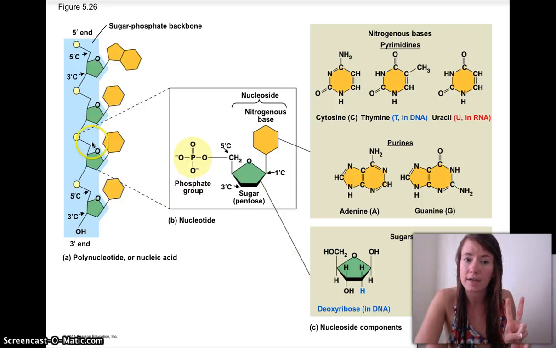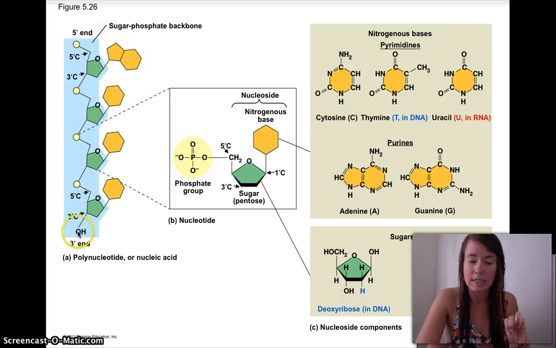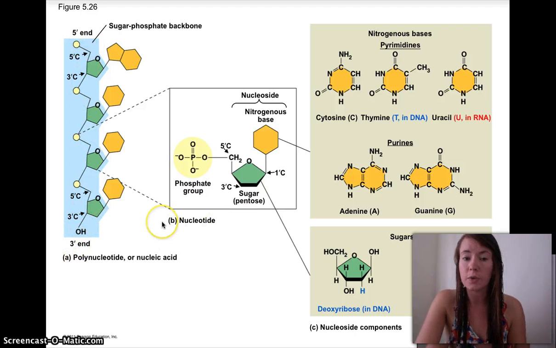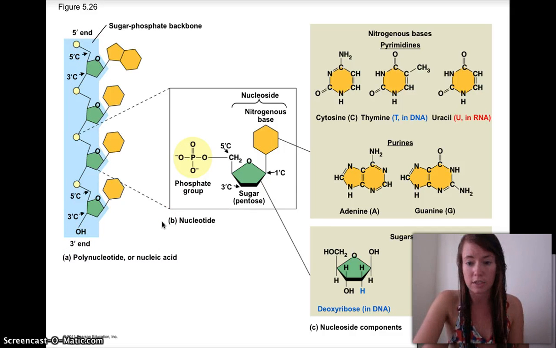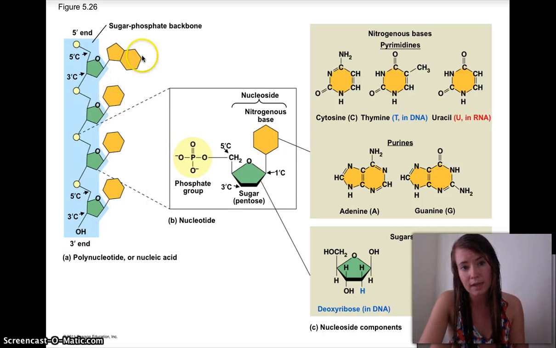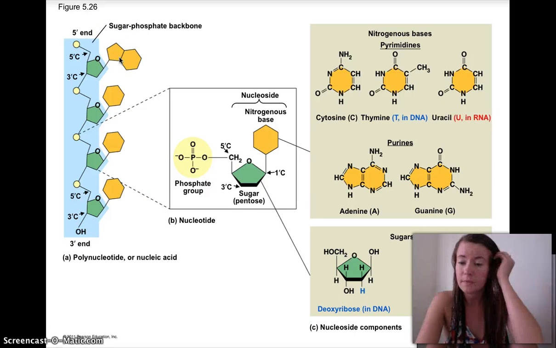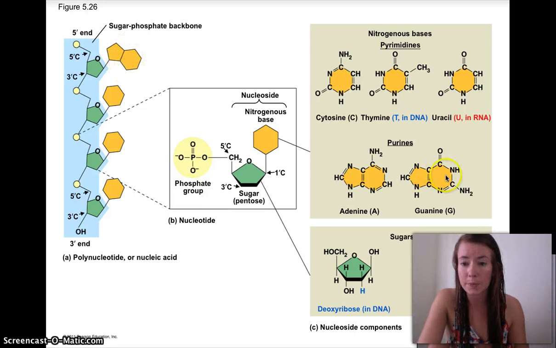If you look over here, here's the nitrogenous bases, these yellow things again. The green things in the middle are the five carbon sugars, and the little yellow circles are the phosphates. Okay? So there's two different kinds of nitrogenous bases. See, some of them have one ring, some of them have two. The ones that have two rings are called purines. They are right here. Those are adenine and guanine.